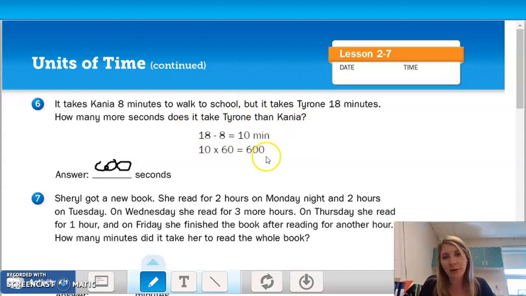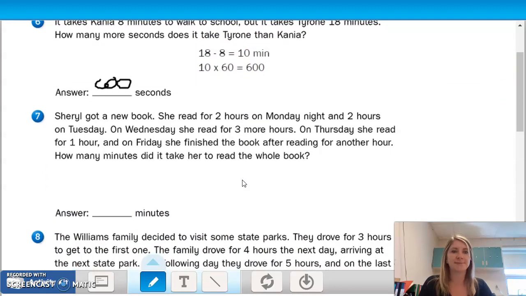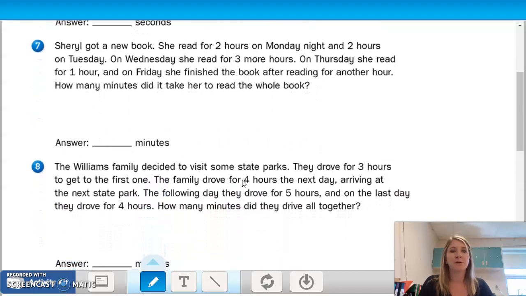Excellent. And I've shown my work, so if anybody wanted to know how did you do that, I could say, well, I subtracted first, then I multiplied by 60, so I could get these seconds. It's beautiful. All right, number 7.